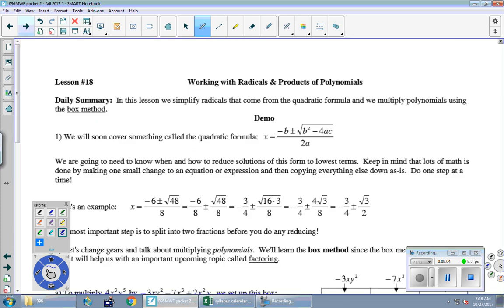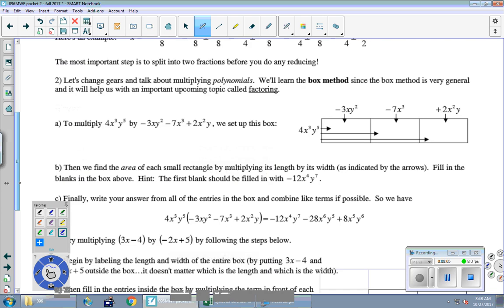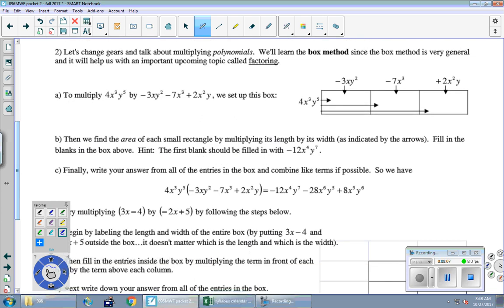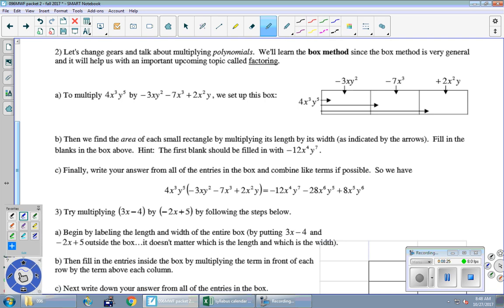Okay, so let's go back to page 148 and we will do number 2. Did I say the right page? I don't think I did. 141, thank you. So let's change gears and talk about multiplying polynomials. We're going to learn something called the box method, which is very general, and it's going to help us with an important upcoming topic called factoring. So here's the problem, very first one here in A. It says we're going to multiply 4x cubed y to the 5th by all of that stuff.